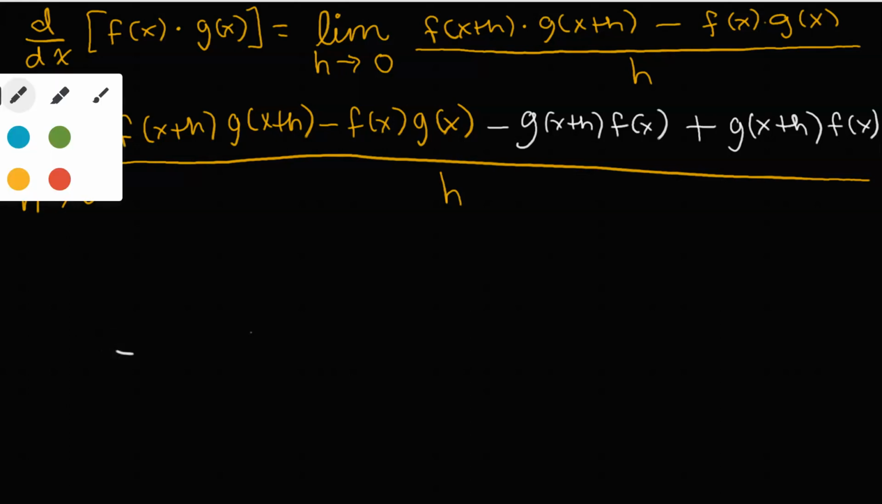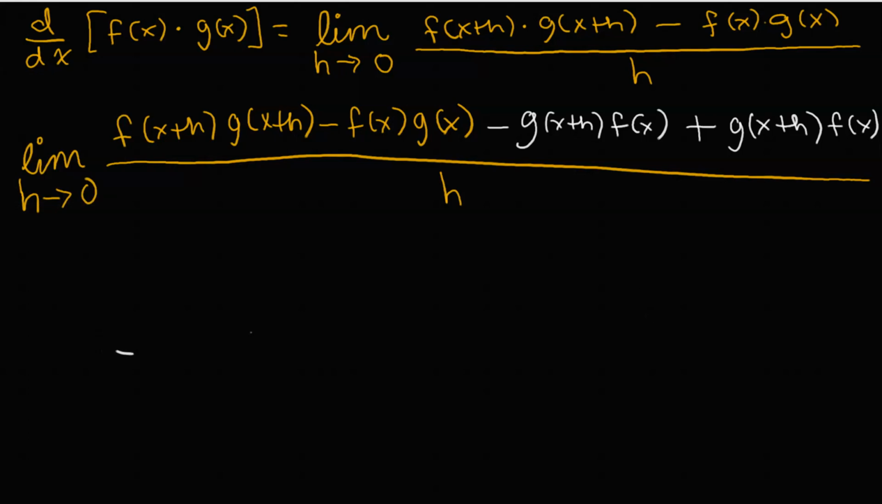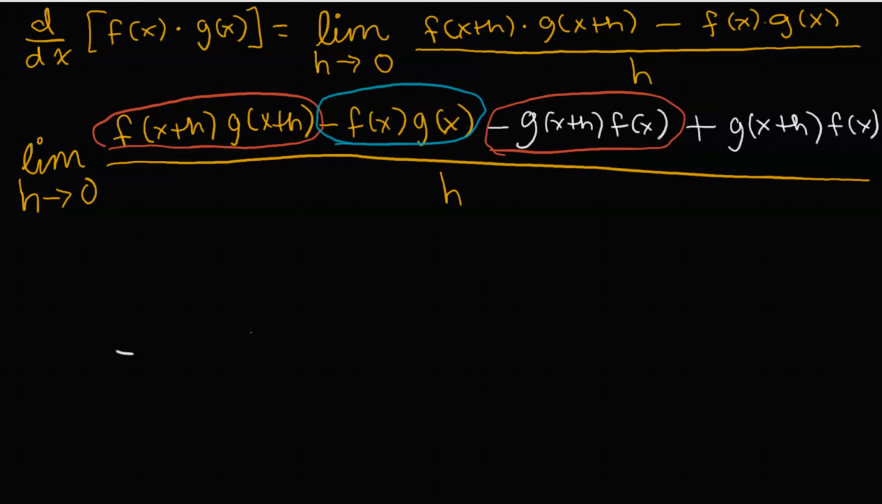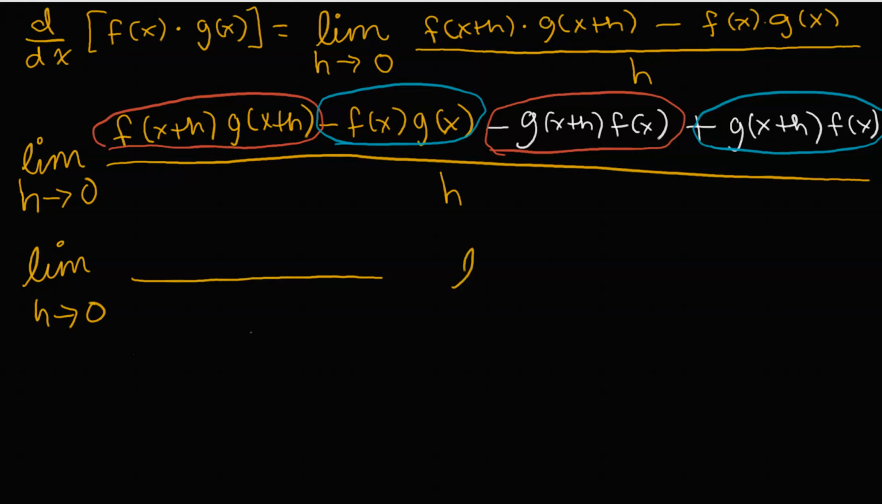Now you may wonder, why did you just do that? Well, I'm going to start grouping things together. I'm going to group these two red terms together, and I'm going to group these two blue terms together. Factor by grouping, yeah? I think that's something you've learned in college algebra class. So the limit as h goes to 0, and I'm going to even split the limit, because we know the limit of a sum is the sum of the limits.